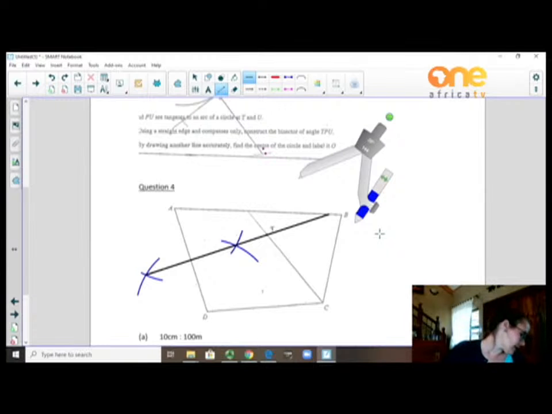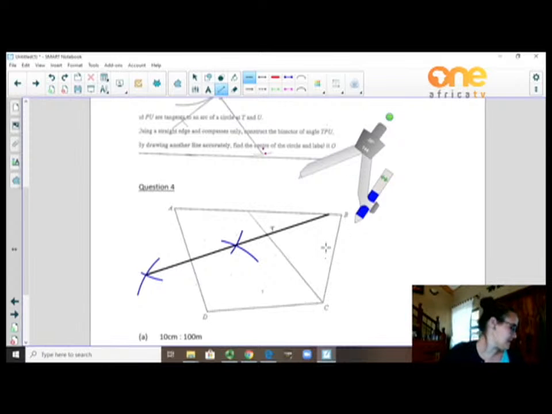The tree is also equidistant from the sides BC and CD. After constructing another line, mark the position of the tree and label it T. So equidistant from the sides BC and CD.